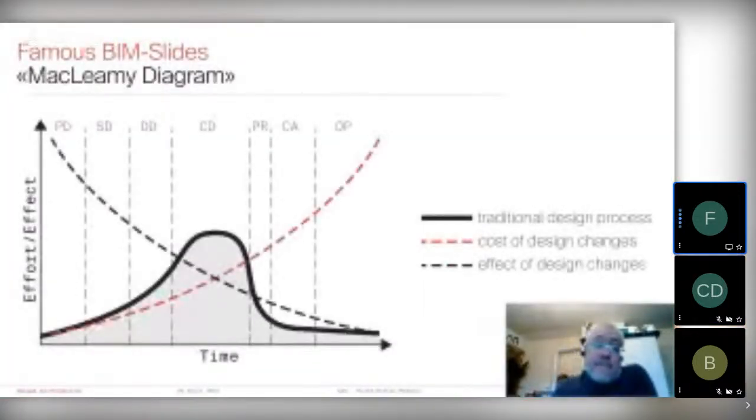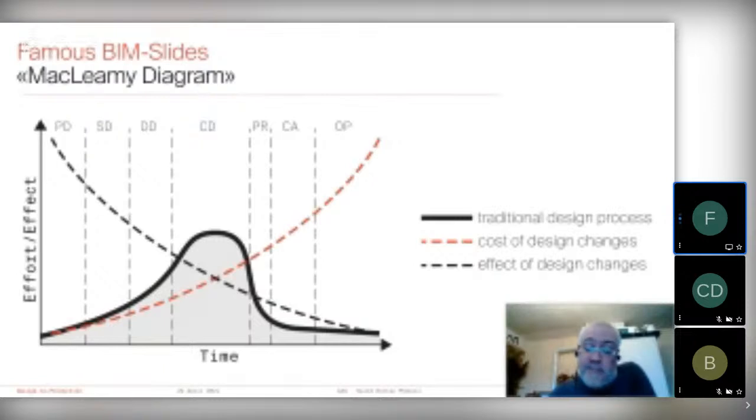Everyone who's ever been in a presentation on building information modeling has probably seen this infamous diagram, which is attributed to Patrick McLeamy, who actually did not invent it, but stole it from somewhere else, but it's still out there. It shows you the effort or effect of planning over time and the different planning stages.